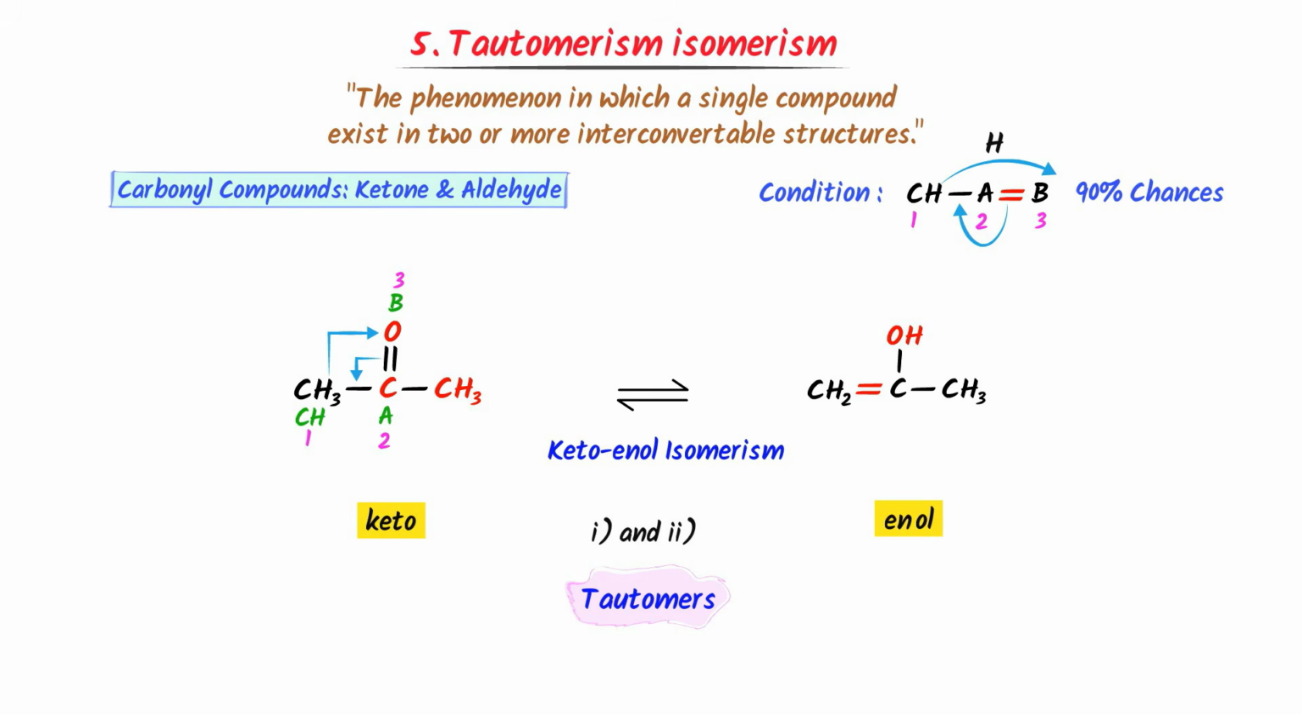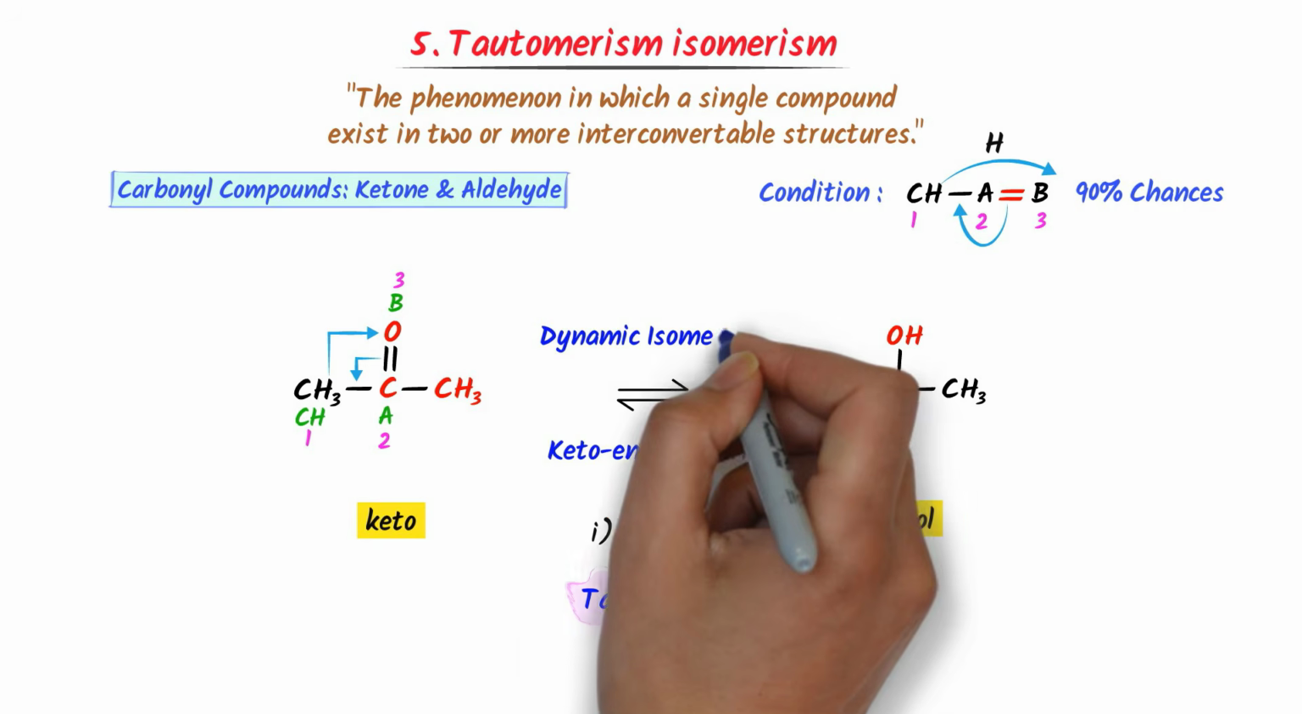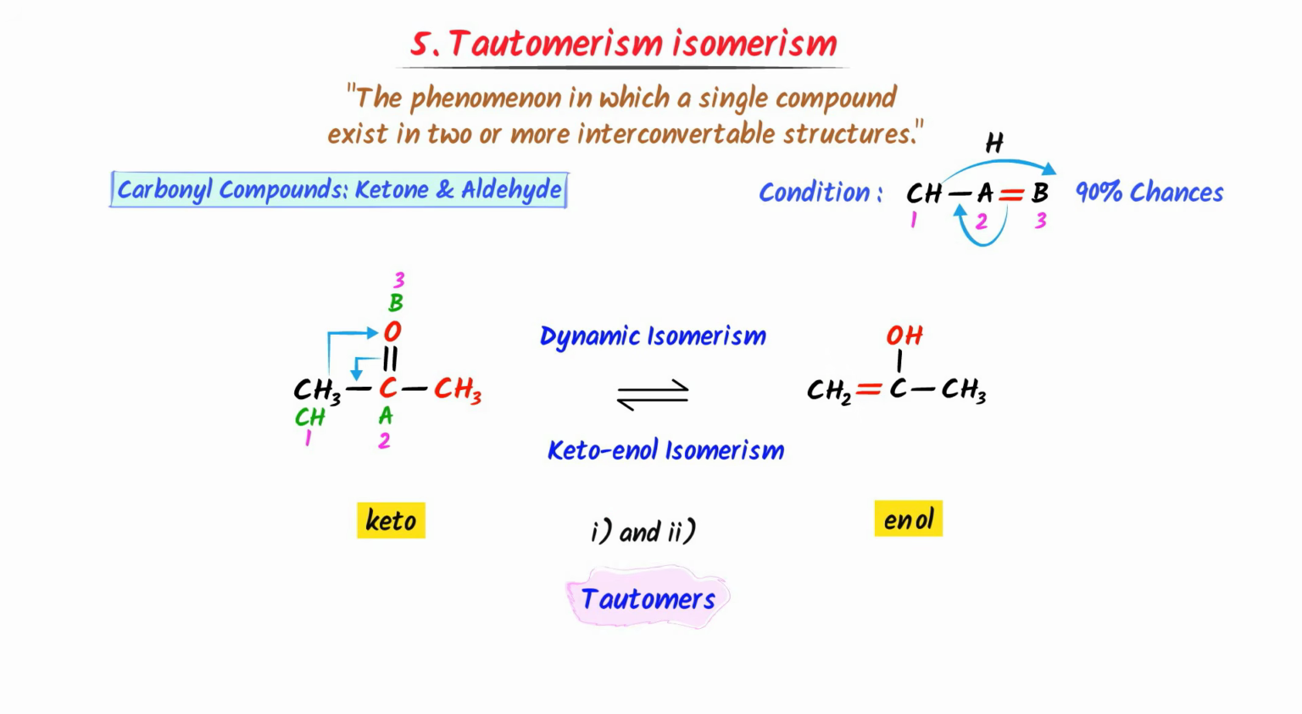This double arrow means that ketone and enol are in dynamic equilibrium. They are interconvertible. That's why we also call it dynamic isomerism, because they are moving from one form or one structure to another structure. Remember that we will get 99% of ketone and 1% of enol, because ketones are very stable than enol. Let me repeat it. Ketones are very stable than enol.